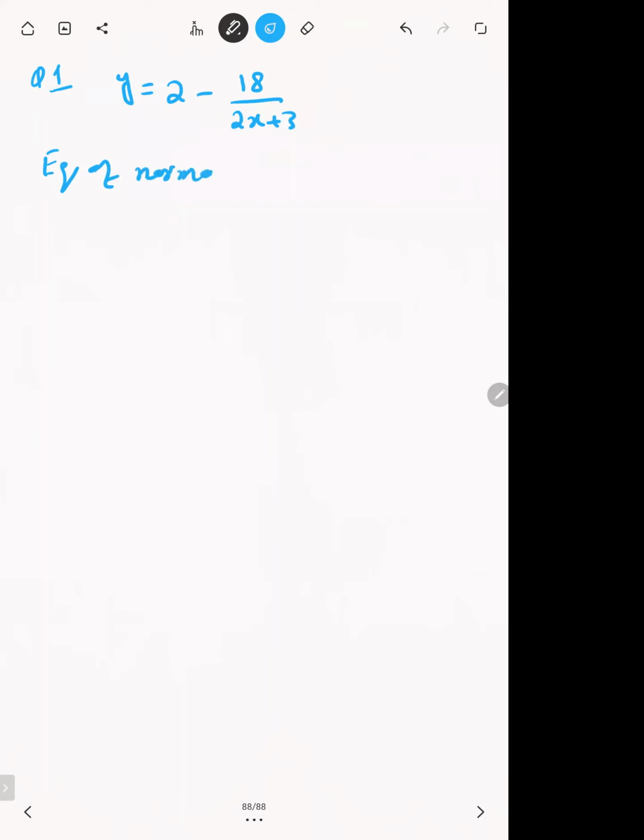You have to find the equation of normal. At what point? At A, and A is on the x-axis. And what do we know about the x-axis? At the x-axis, we know y is 0. But we don't know the x-coordinate. We need the x-coordinate as well. So what do we have to do to find the x-coordinate? In the original curve, put y as 0.